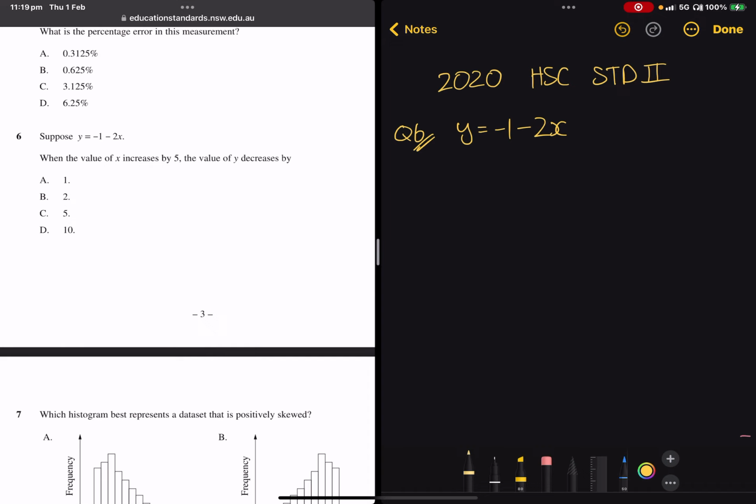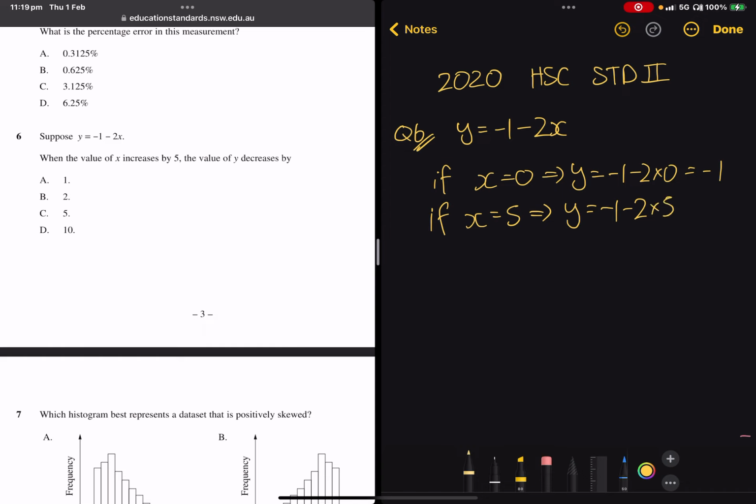Okay, so we can just plug x equals 0 in and then x equals 5. So if x equals 0, this tells us y is -1 minus 2 times 0. This is -1. If x equals 5, this tells us y is -1 minus 2 times 5. Minus 2 times 5 is -10. -10 minus 1 is -11. And so if x goes from 0 to 5, y goes from -1 to -11. So y decreases by 10. So the answer must be D.